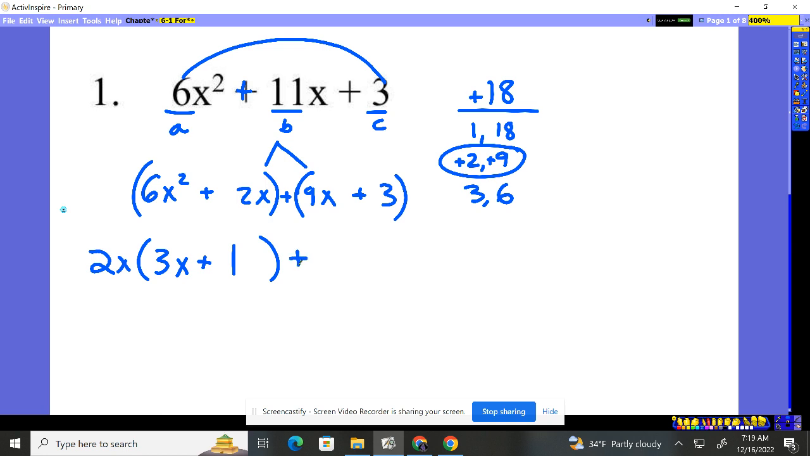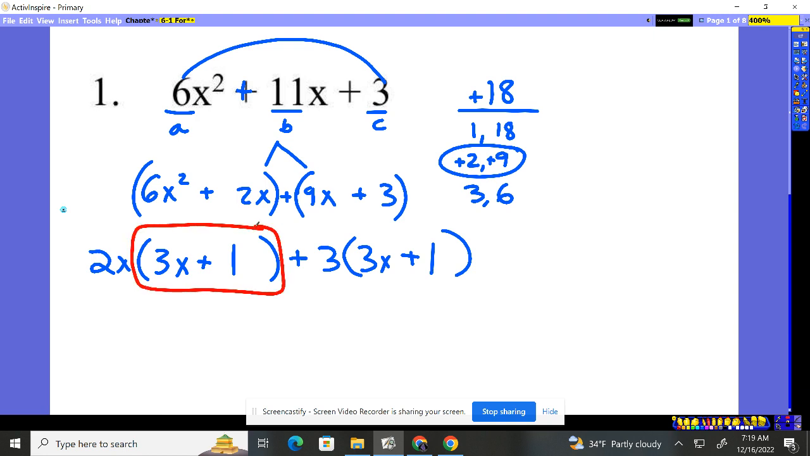All right, let's now factor this piece. 3 and 9x, what do they have? A common factor of 3 can be factored out, and that's it. So 3 times what gives you 9x? 3 times 3 gives you the 9, and then there's just an x. 3 times what gives you 3? A 1. Now notice what we have done.